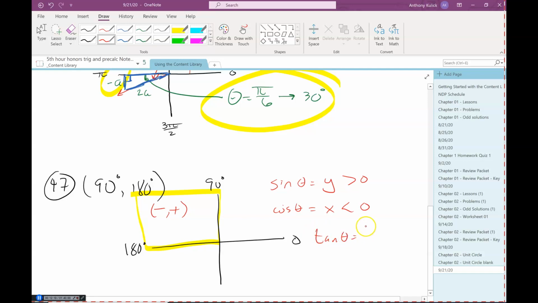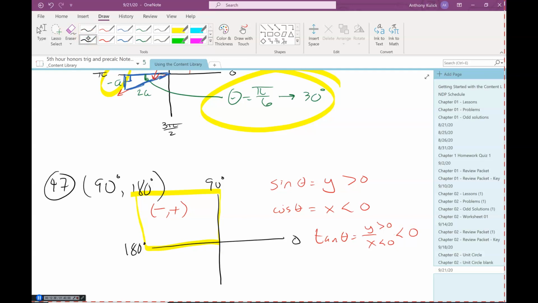And tangent theta is y over x. Well, the y-coordinate is positive here, but the x-coordinate is going to be negative. Well, I know that positive over negative is negative, so the tangent should be negative there. Does that feel okay? Yeah, no problem.